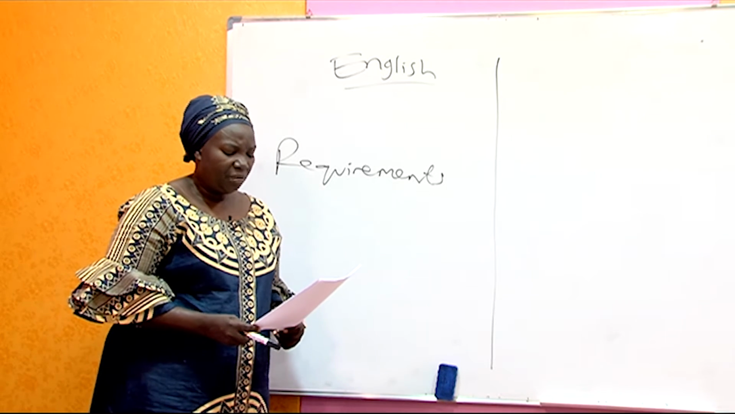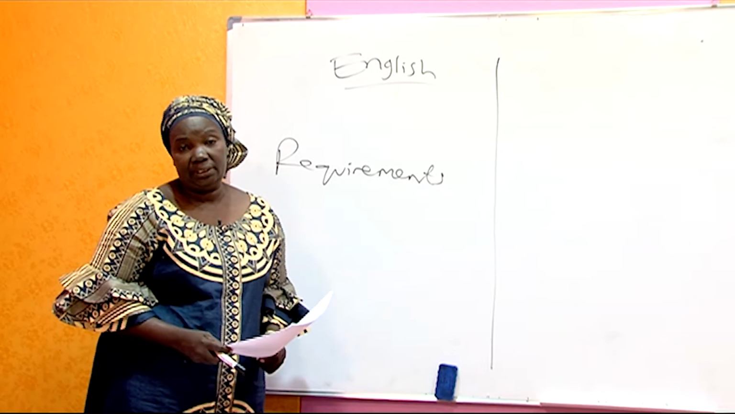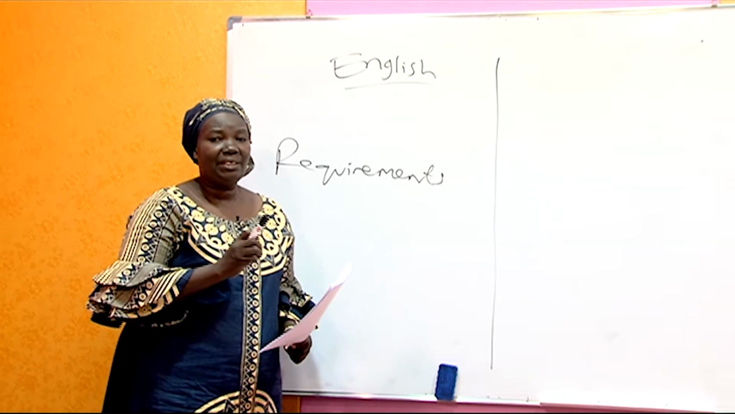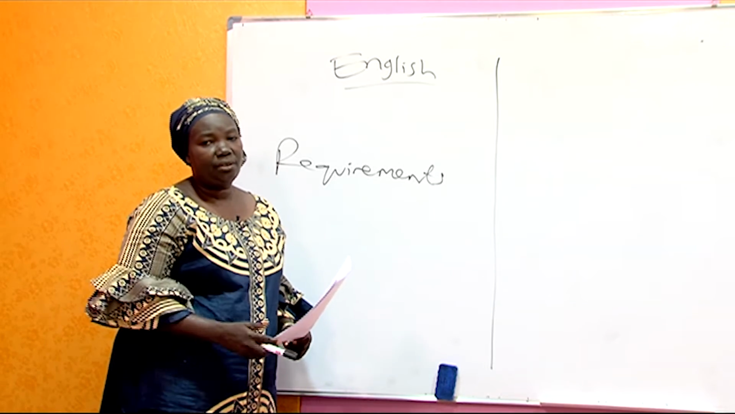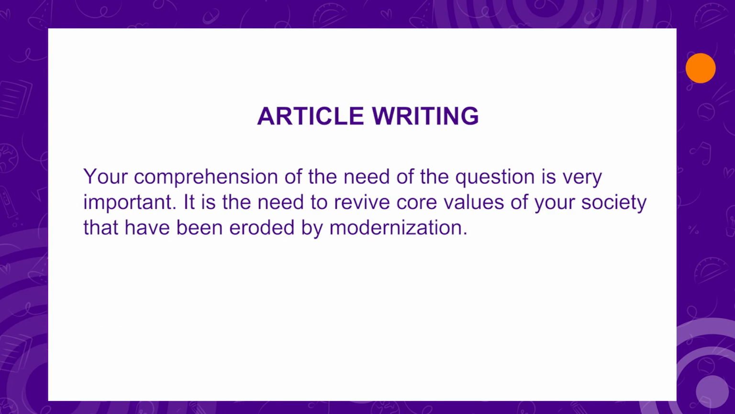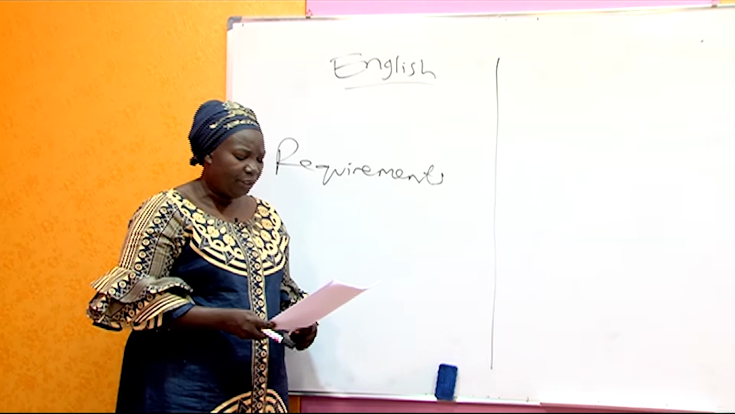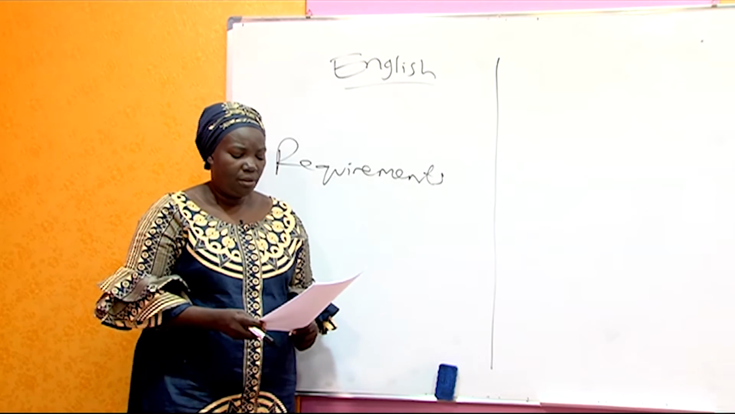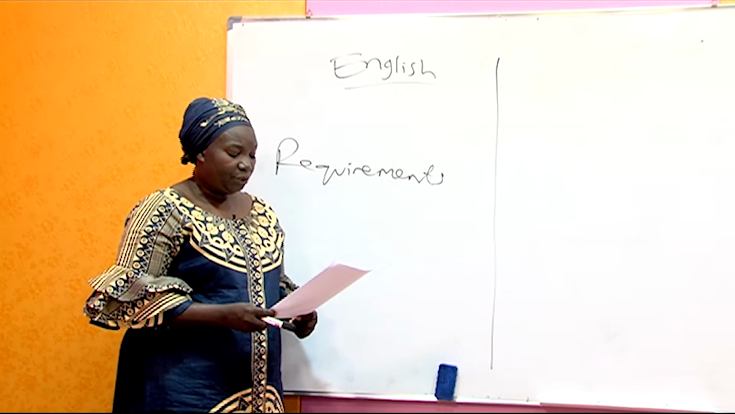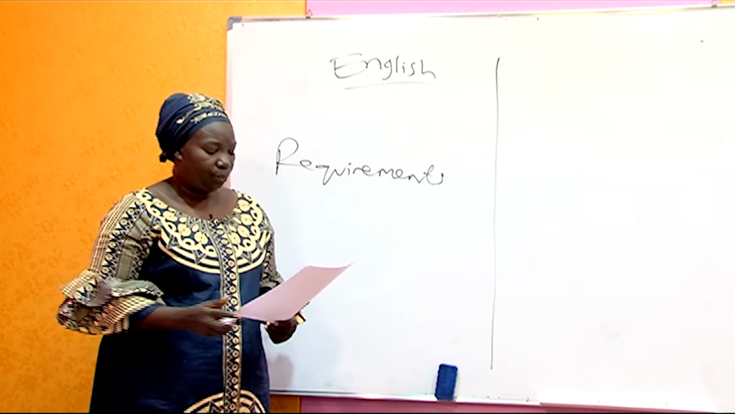Now, your comprehension of the need of the question is very important. Any question you are attempting, comprehending or understanding it gives you an edge in answering the question. It is the need to revive core values of your society that have been eroded by modernization. That is, understanding the question. Now, mention at least 3 of such values and explain why they should be revived. You may suggest ways of doing so.